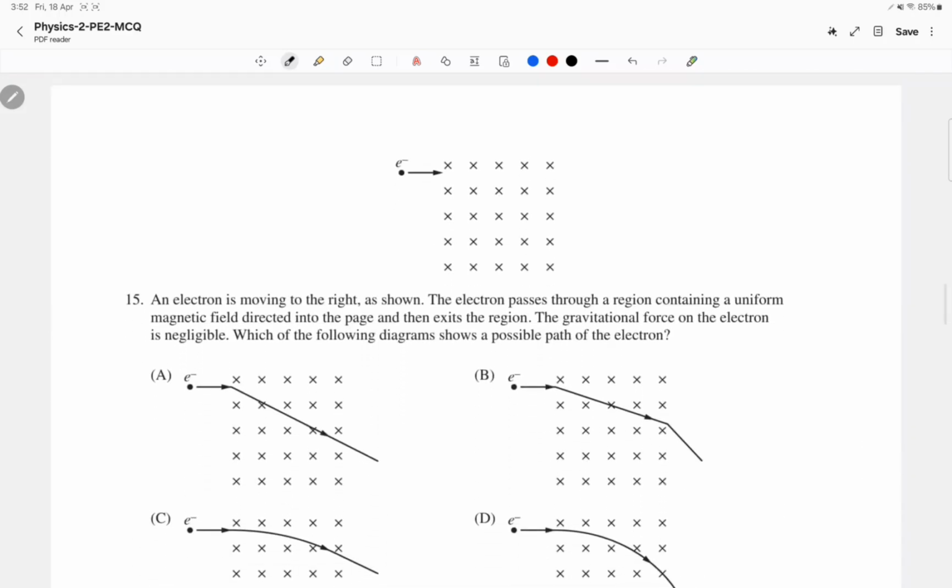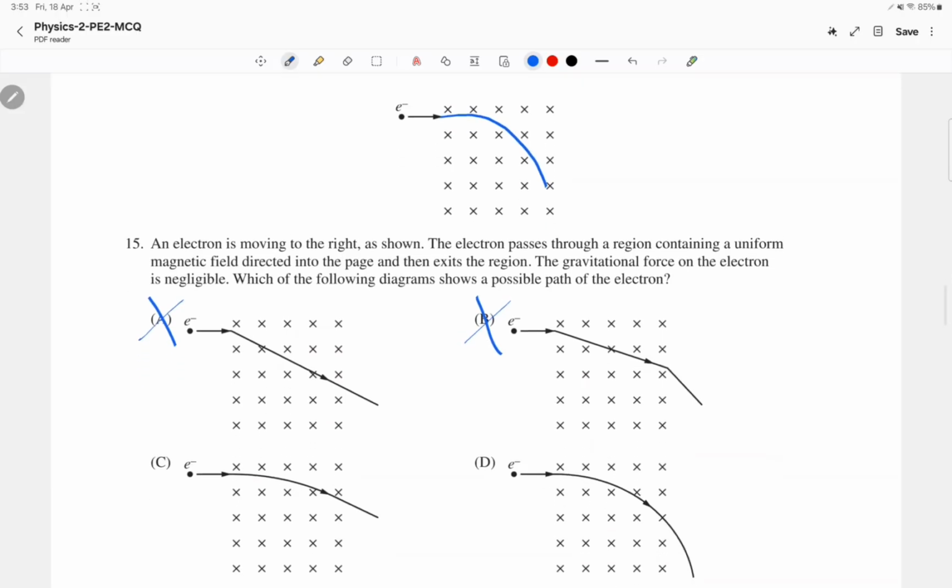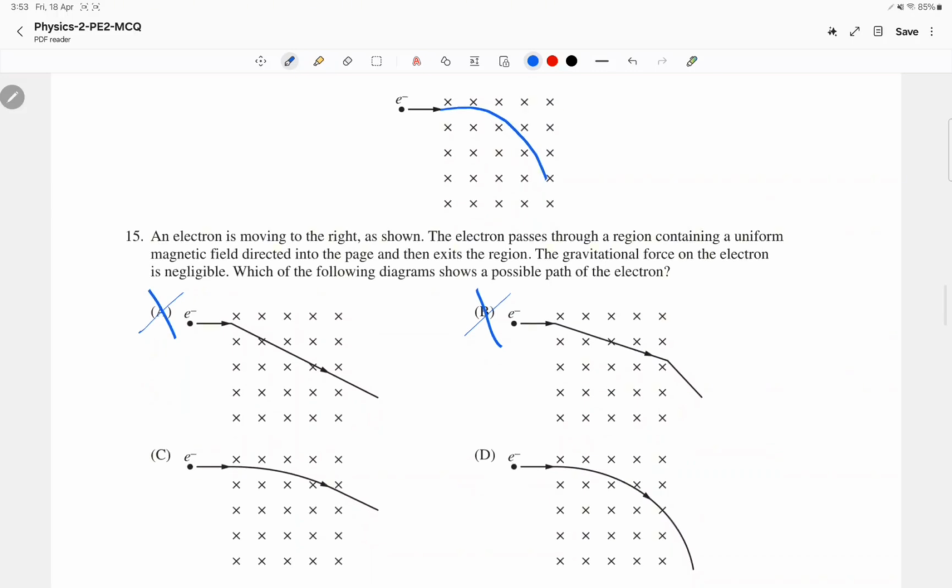15. Here we have an electron entering a magnetic field area, and it's entering in a perpendicular fashion. So that means it has to undergo a circular motion under the influence of the magnetic force. But we're dealing with an electron, so we have to use the left-hand rule. Anyways, there's no need to because they're all going to be going to the right side. But again, it has to undergo a circular motion. So it's not A. It's not B. Either C or D.